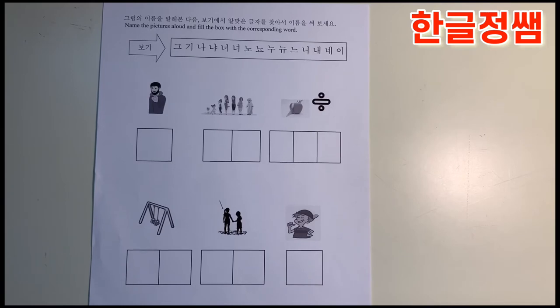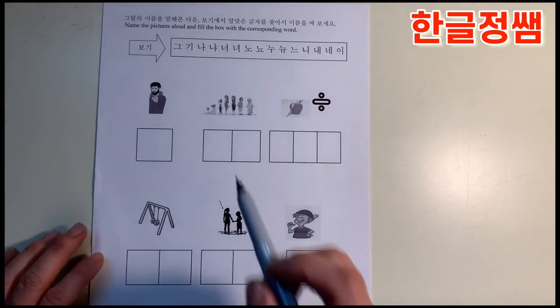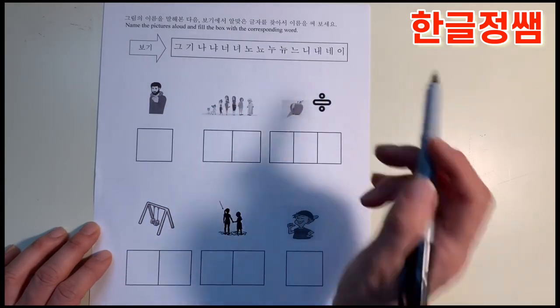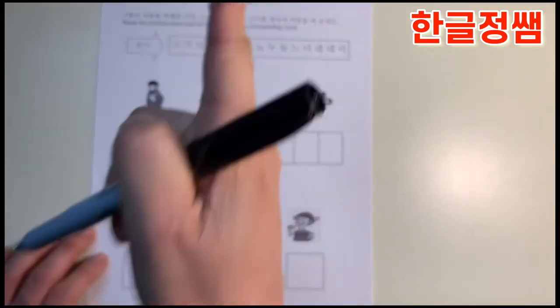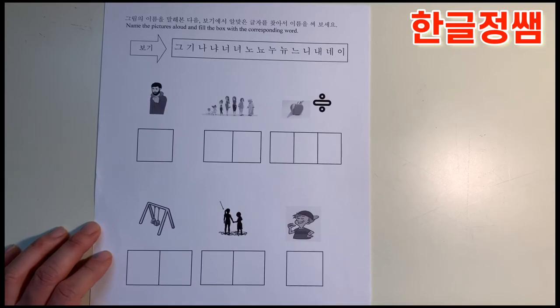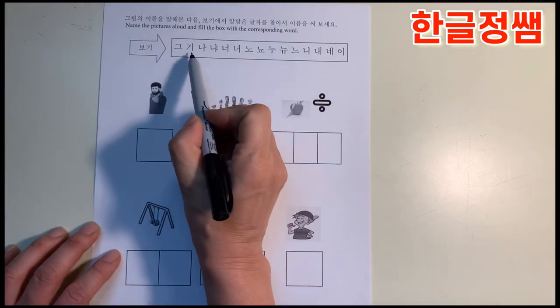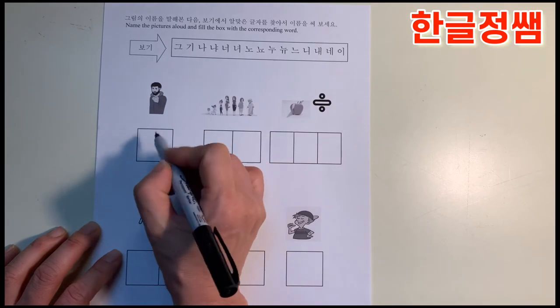Name the pictures aloud and fill the box with the corresponding word. This is an example syllable box. Pointing you. You means 너 in Korean. 그, 기, 나, 냐, 너. 너 is correct.